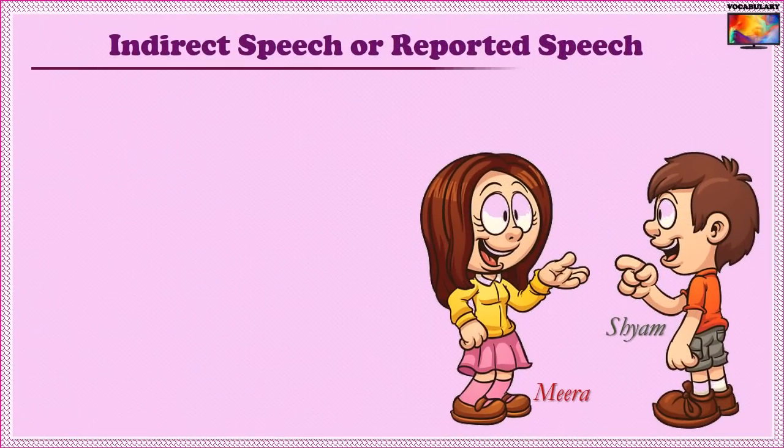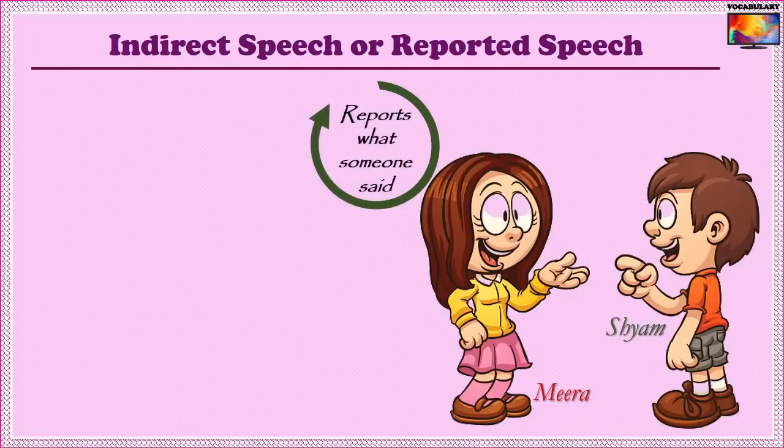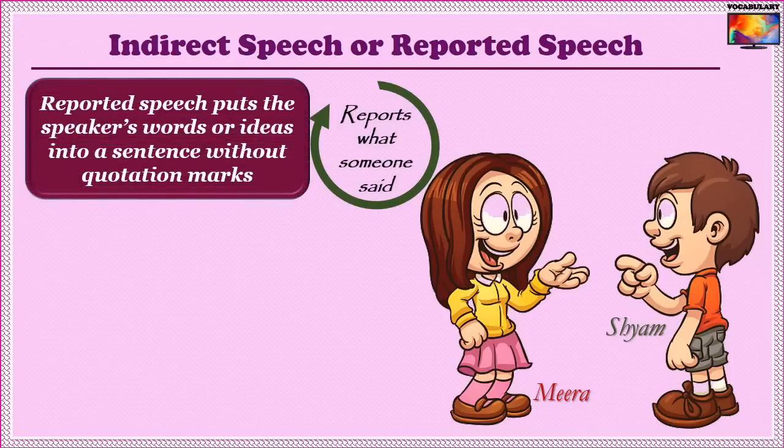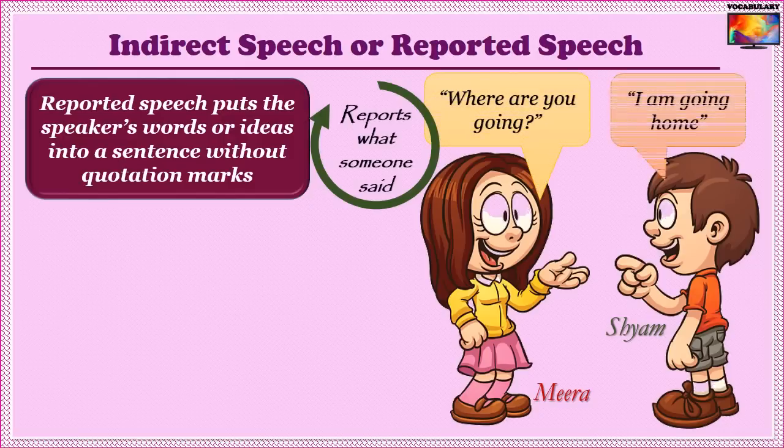The second way to report the same conversation would be the use of indirect speech. In indirect speech, which is also called reported speech, a person who is usually different from the person who spoke earlier reports what was said. Reported speech puts the speaker's words or ideas into a sentence without quotation marks. In reported speech, the reader or hearer does not assume that the words are the speaker's exact words. Often, they are a paraphrase of the speaker's words.